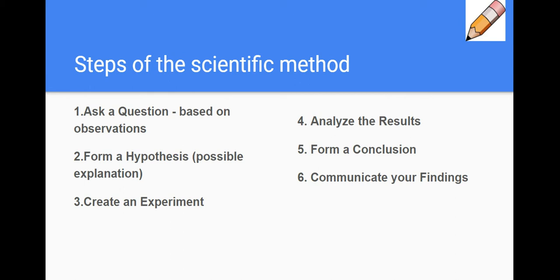Now, during number 5, sometimes you find out that you were completely wrong. So at that point, when you form your conclusion, if you were wrong, say so. I'm never going to mark you guys wrong for admitting that you were wrong. Okay, admitting you were wrong is fine as long as you come up with ways that you're going to redo the experiment so that you can become closer to finding your answer.